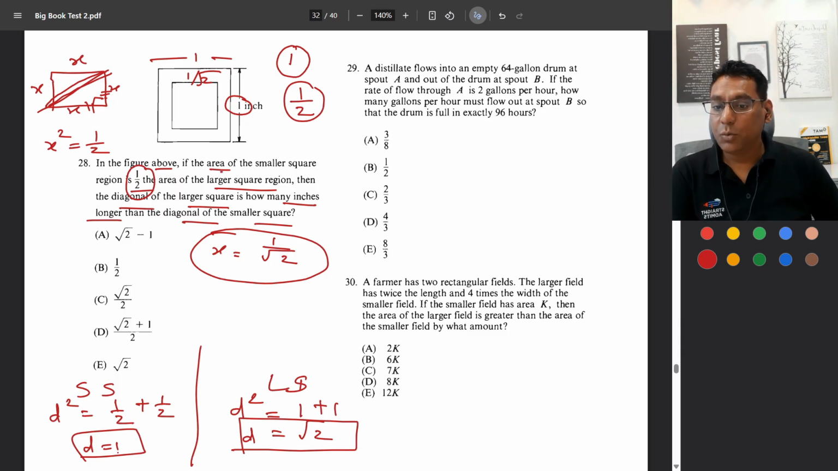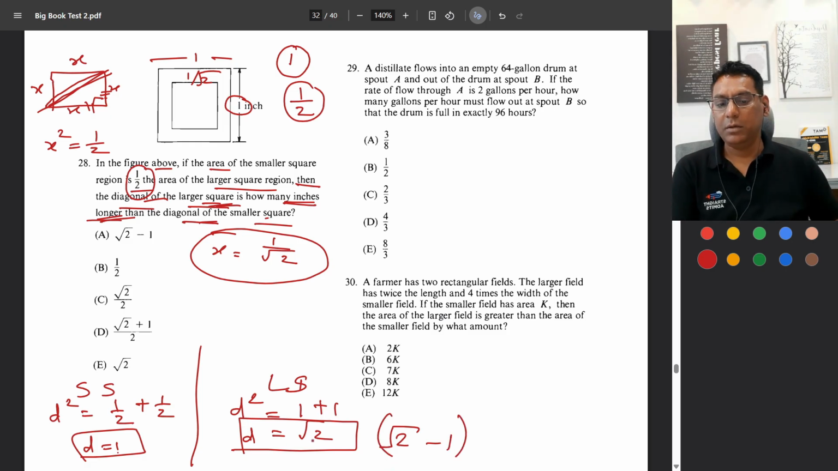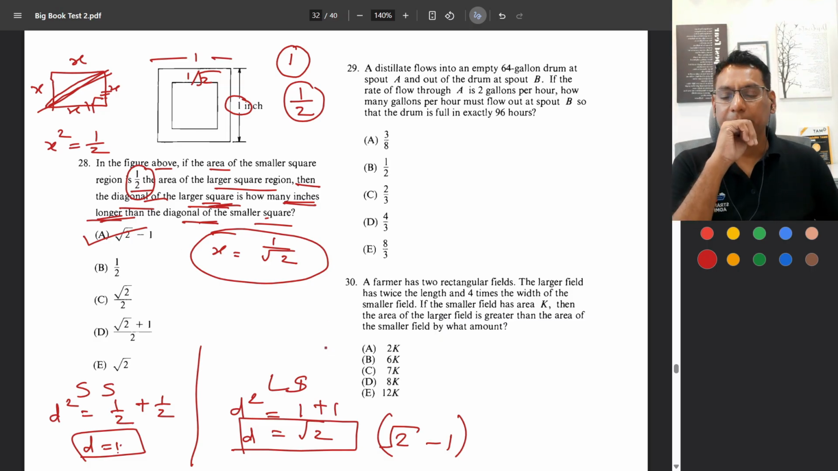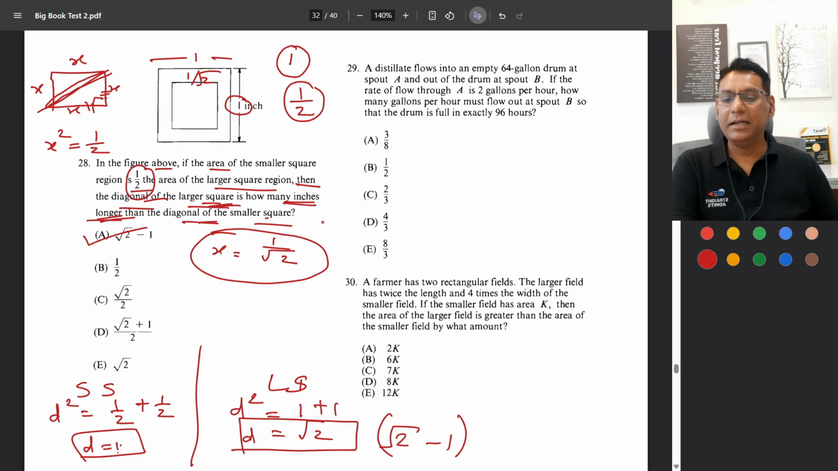Okay. So what is the question here, by the way? The diagonal of the larger square, that is root 2, is how many inches longer than the diagonal of the smaller square? It is root 2 minus 1 inches longer. Where is root 2 minus 1? Yes. Answer choice A. Okay. A little intricate in terms of root 2, root 2, root 2, everything. So you have to be very meticulous. Otherwise, you might mess up. But otherwise, a pretty straightforward one.